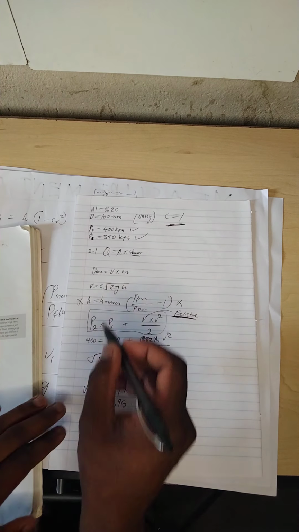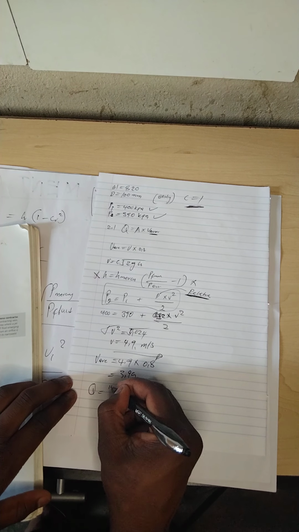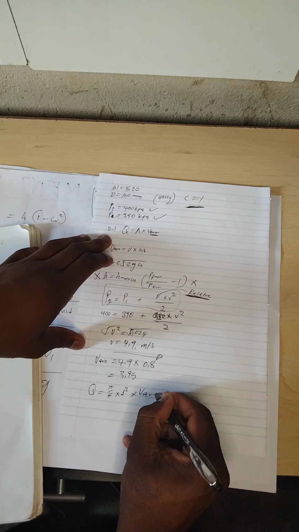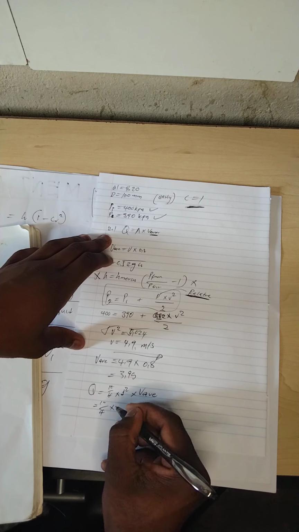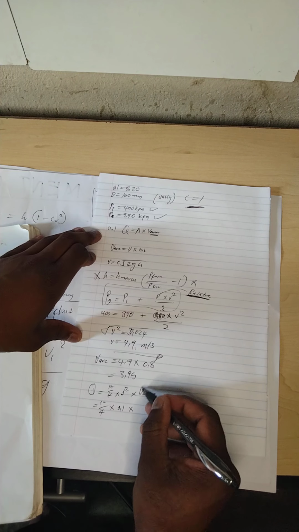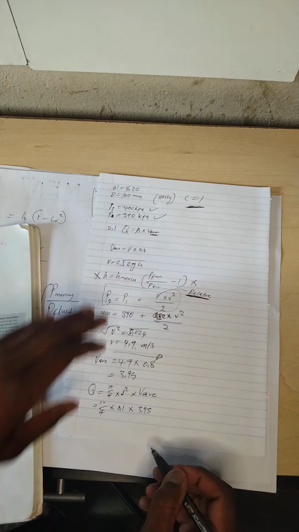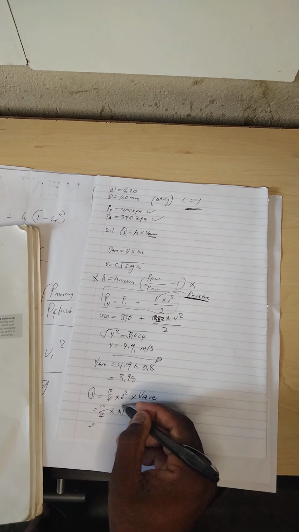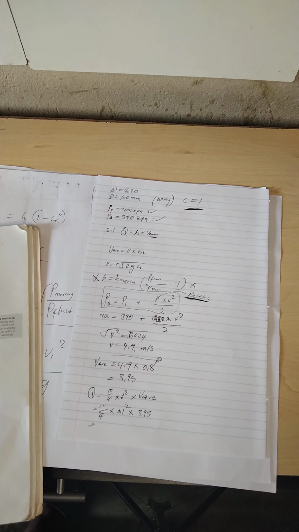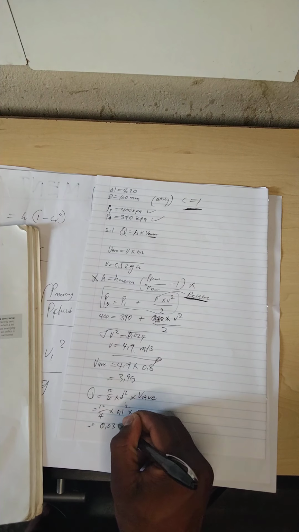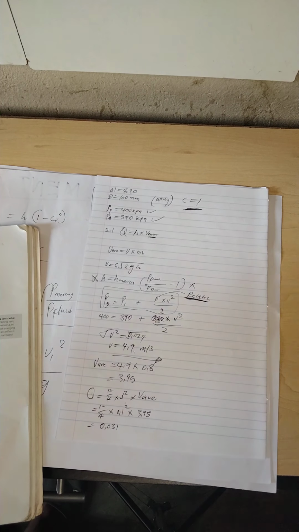3.95. Then we can now take our Q, which is pi over 4 multiplied by D squared multiplied by V average. What is our D? It's 0.1, right? Multiplied by V average, 3.95. Fantastic. Then we can find our Q. You see? This is 0.031.